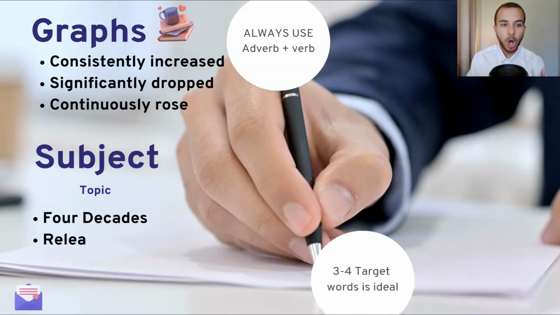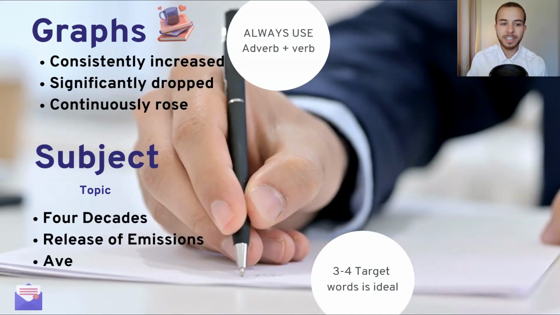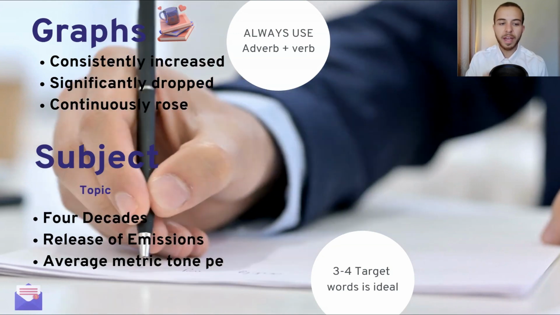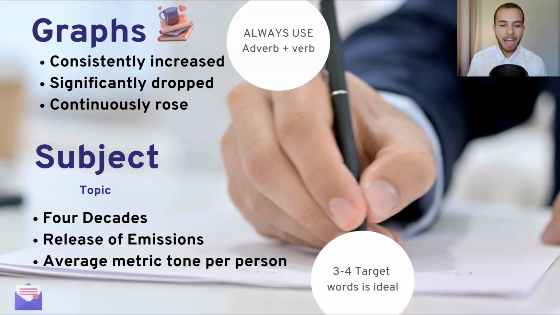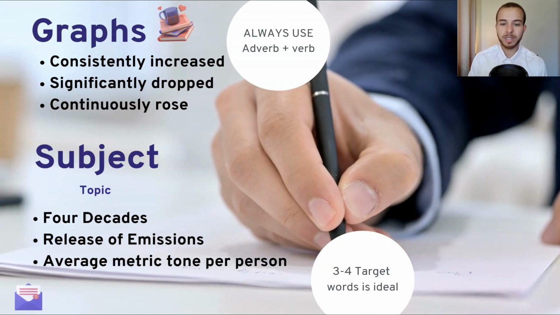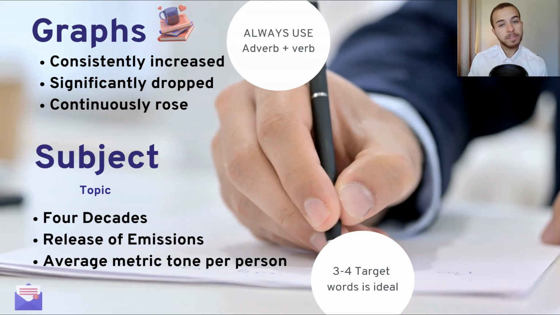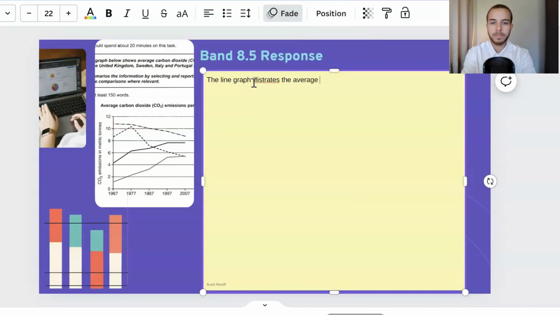Then think up some topic words for your subject. In our graph, I chose words like four decades, release of emissions, average metric ton per person. You don't have to spend too much time on this. Three to four words is ideal. Keywords. Okay, next we're going to write together. So you can watch me prepare and plan my short essay, and then I would like you to practice one using the same graph.